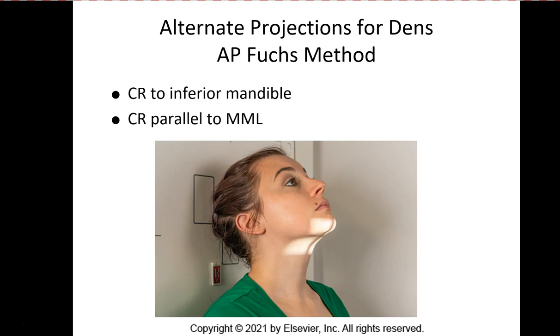In this case, the MML is perpendicular to the image receptor, so you don't need a tube angle. Okay, so in other words, your tube angle matches this line in between the chin and the ear. And then your central ray should enter just below that tip of the mandible. So you can see the central ray here, the crosshairs are right below this mental point or this tip of the mandible. Okay, so that's the Fuchs method.